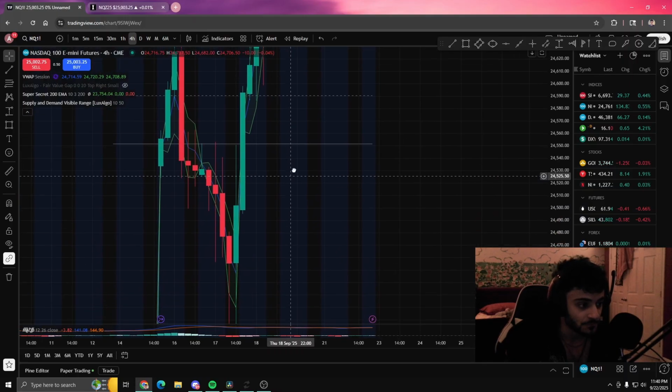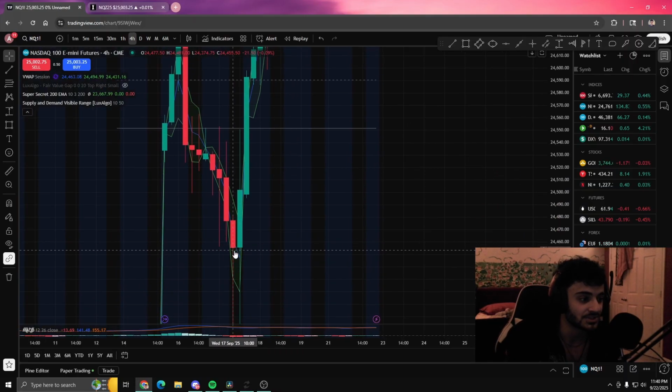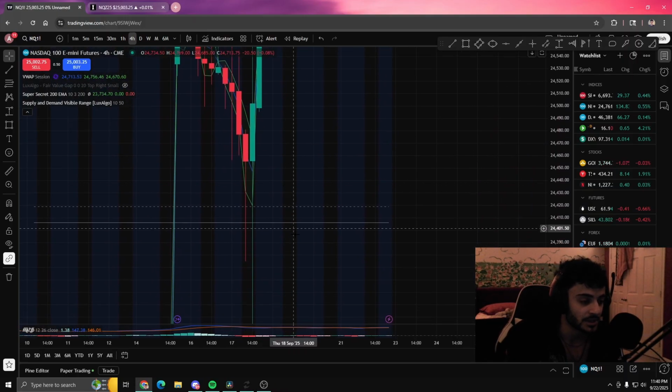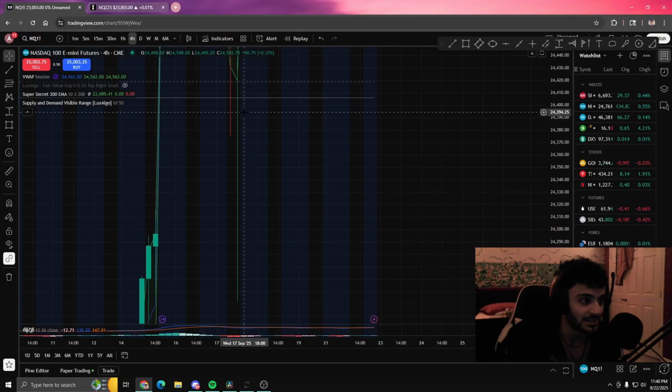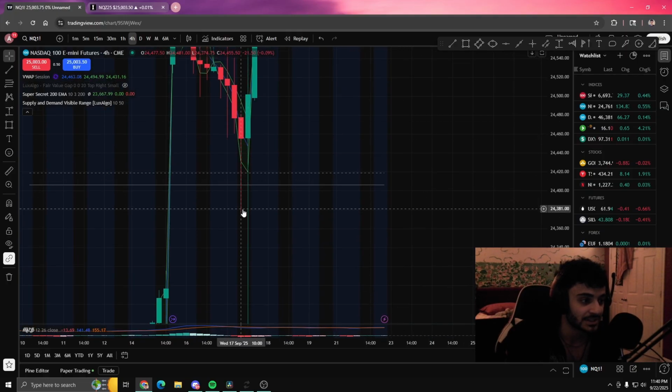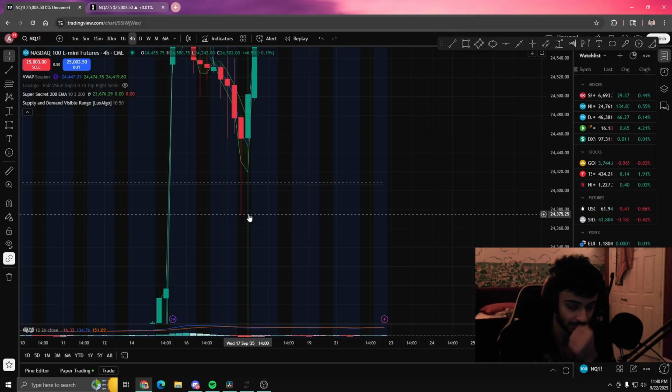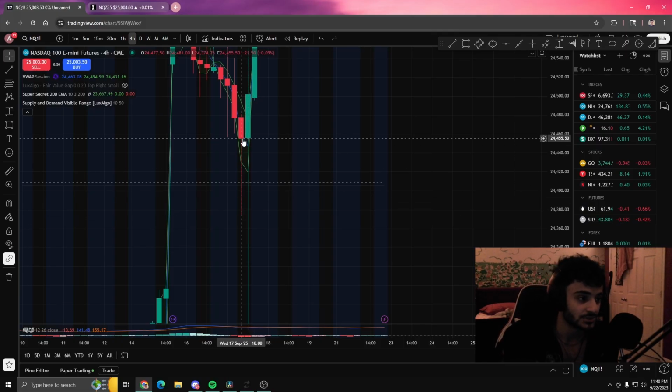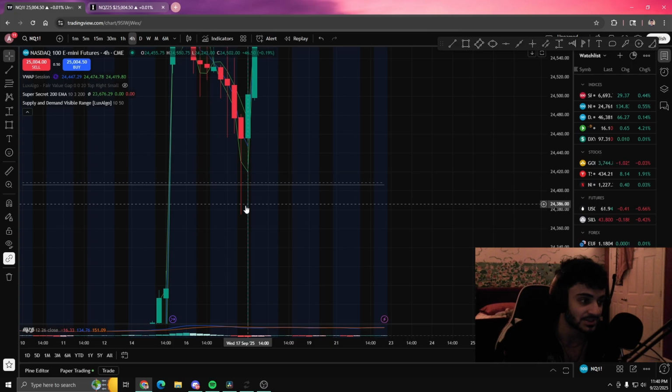Now, you might be wondering, how do you know that this is not going to continue down? You see how big these lower wicks are, right? This is a really good sign that price is going to retrace. You see a huge lower wick. That means sellers tried their best to keep price going down, but buyers stepped in and moved price back up.